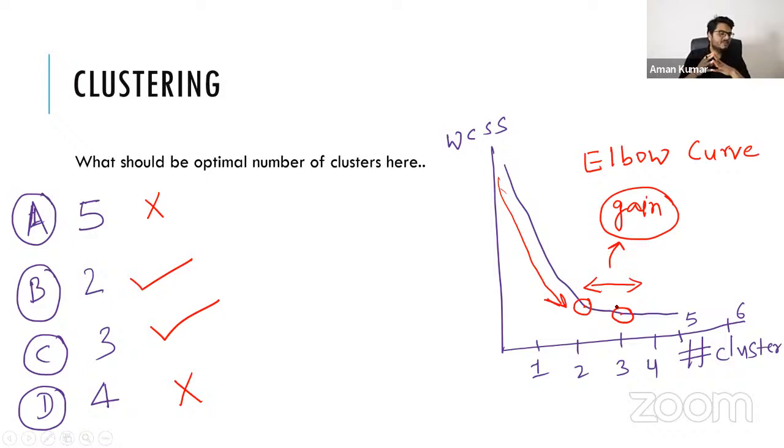Tell me one thing, in a business scenario, are 2 clusters better to manage or 3 clusters better to manage? In any real world business, are 2 clusters better to manage or 3 clusters?